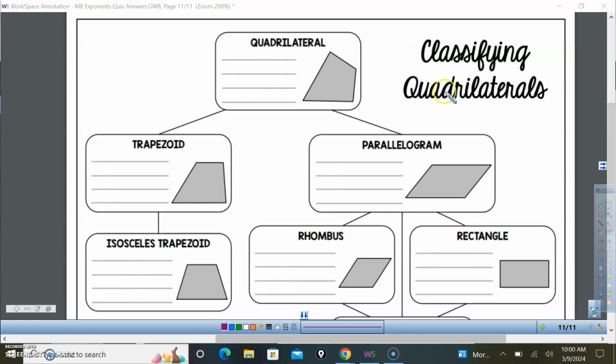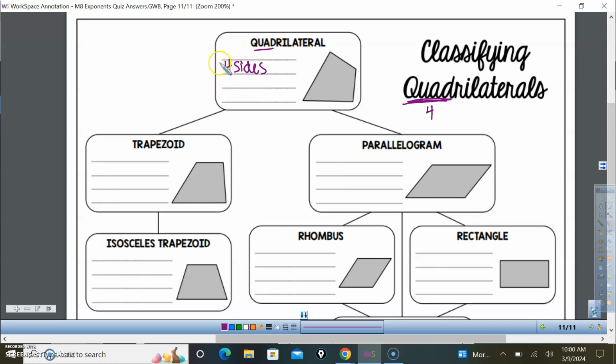So the prefix quad, anytime you see quad, if you hear people referring to like, oh, I was riding my quad this weekend, like a four-wheeler, the prefix means four. All right, so a quadrilateral has four sides. It's kind of like the umbrella term for any figure that has four sides. It is always a quadrilateral.